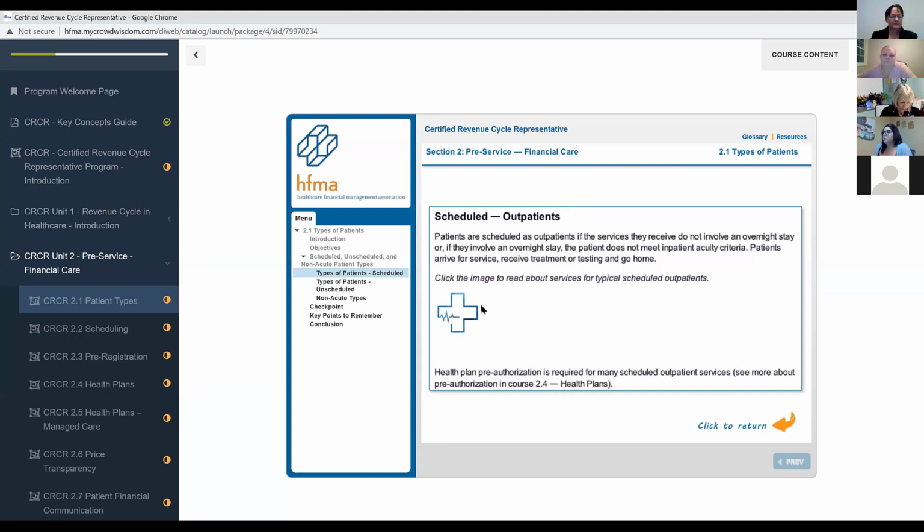The next is a scheduled outpatient. I think this is probably what we are most familiar with. This could be routine diagnostic. It could be pulmonary, interventional, cardiology, neurology, basically any sort of outpatient test or visit that you make an appointment for is considered a scheduled outpatient. Lab testing, pain management, ambulatory surgery, things like that. Most of the time, a health plan does require an authorization for these types of services, and we will learn more about those in the health plan section, which is 2.4.